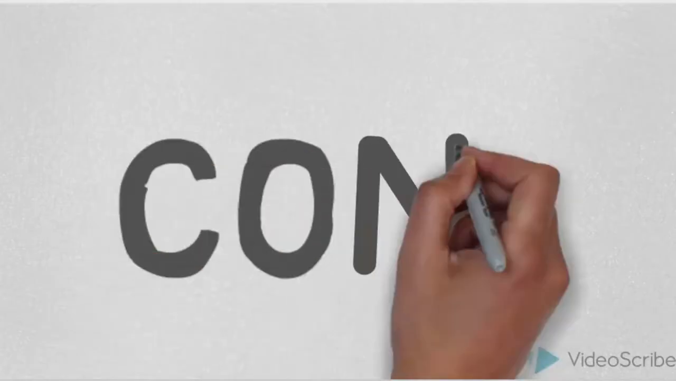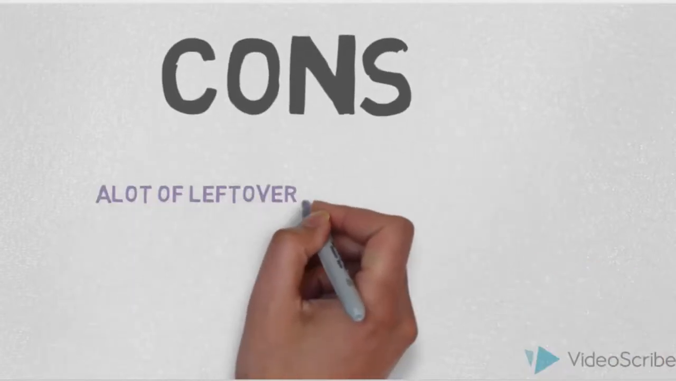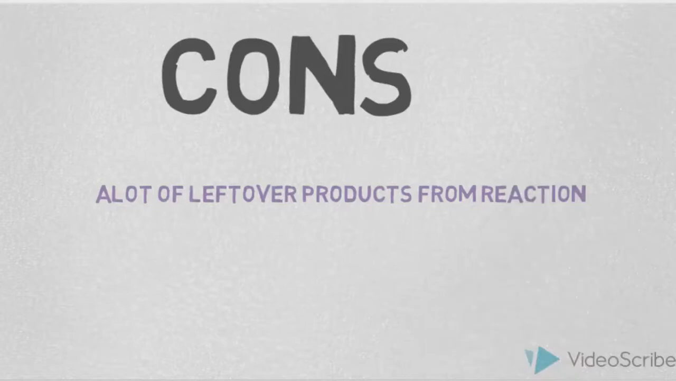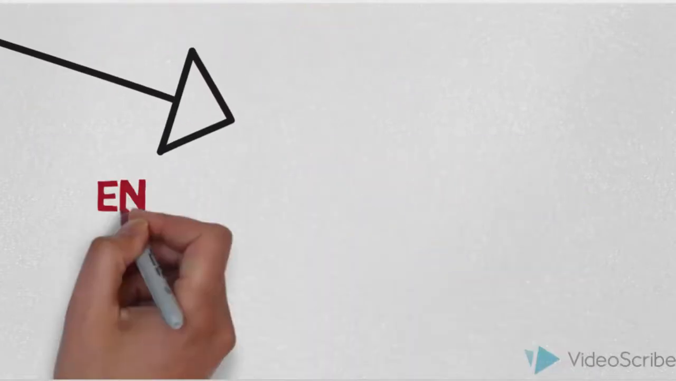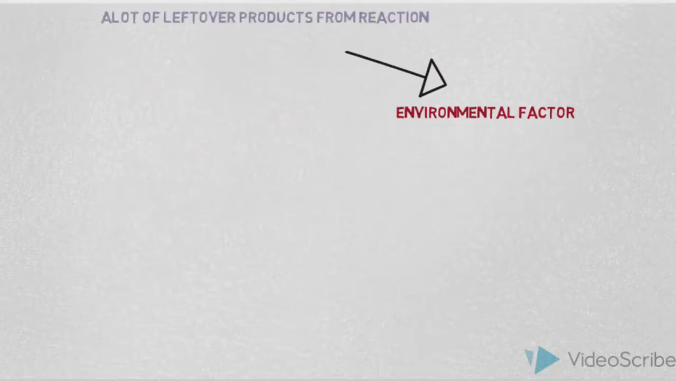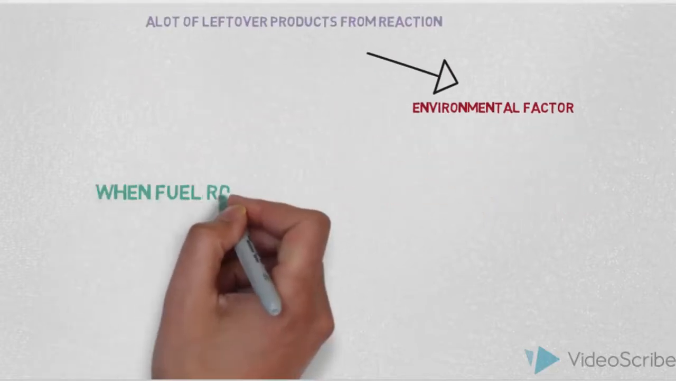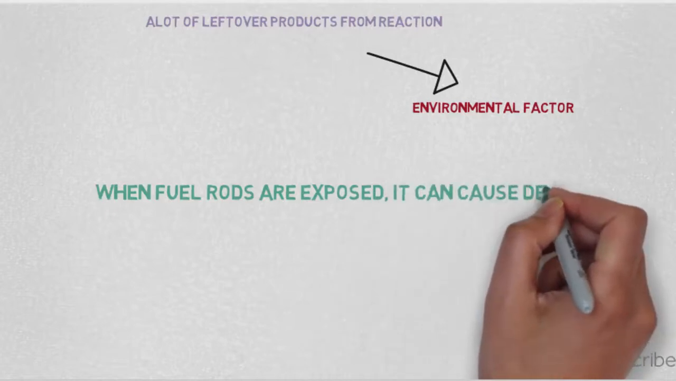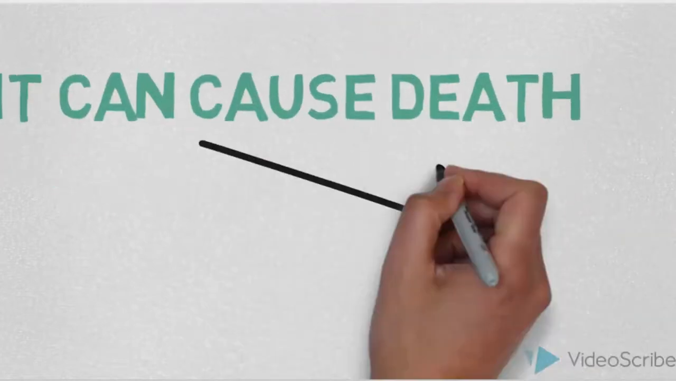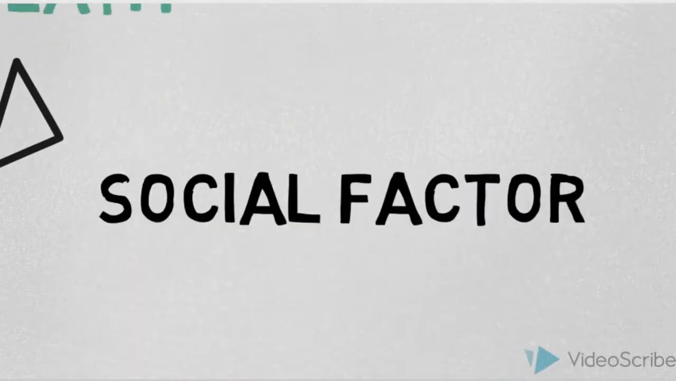So now let's look at the cons of uranium-235. A lot of leftover products are thrown from the reaction that are polluting the air. This is an environmental factor. Secondly, fuel rods are the most radioactive products in the world with the help of uranium-235. And when exposed, there isn't any escape plan for death. And this is a social factor.